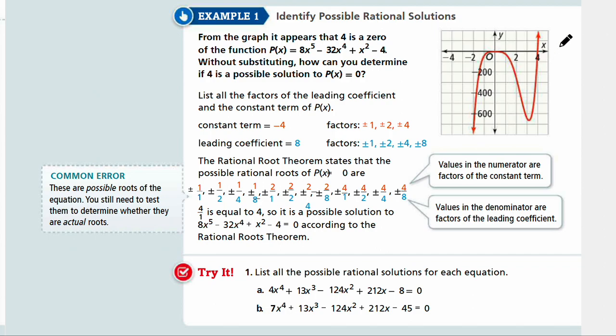So yes, it is true because there's a 0 here. It passes through the x-axis here. Without substituting, how can you determine if 4 is a possible solution to p of x is equal to 0? By the graph, you can see that it is a possible solution.